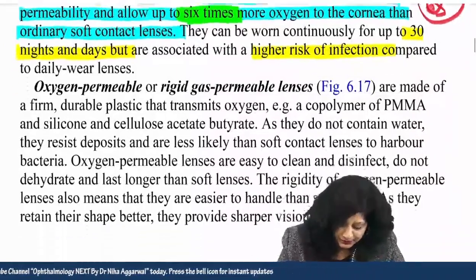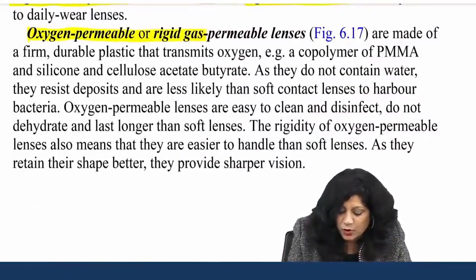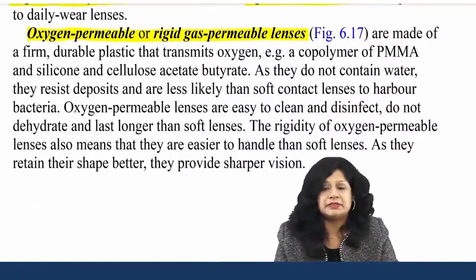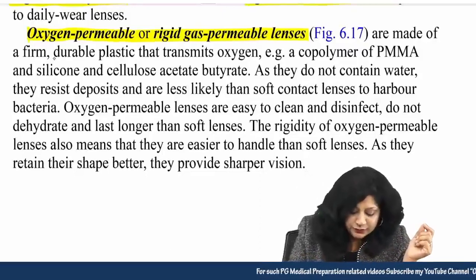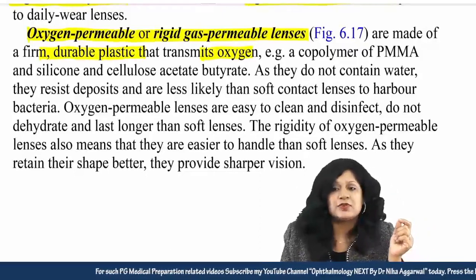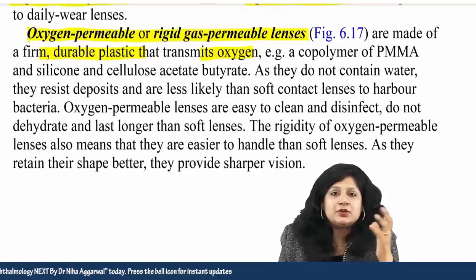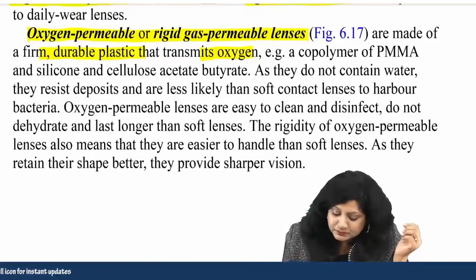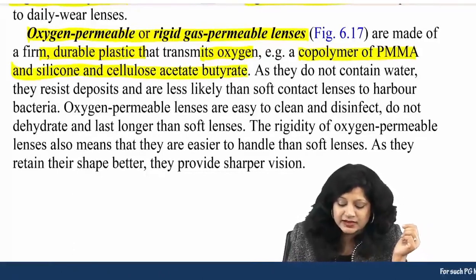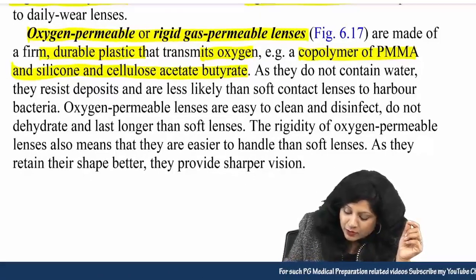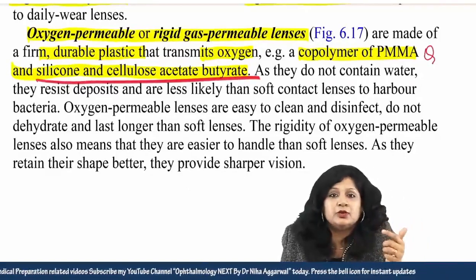Okay. Then the third kind of lenses that we have is the oxygen permeable or the rigid gas permeable lenses. Now these are made up of a firm durable plastic that is actually transmitting the oxygen. So this is actually expected to give the best of both worlds combined. This is actually a copolymer of PMMA and silicon and cellulose acetate butyrate. So you can be asked the constituents. We have a copolymer, here we have PMMA, we have got silicon, and also we have got cellulose acetate butyrate, that is CAB.